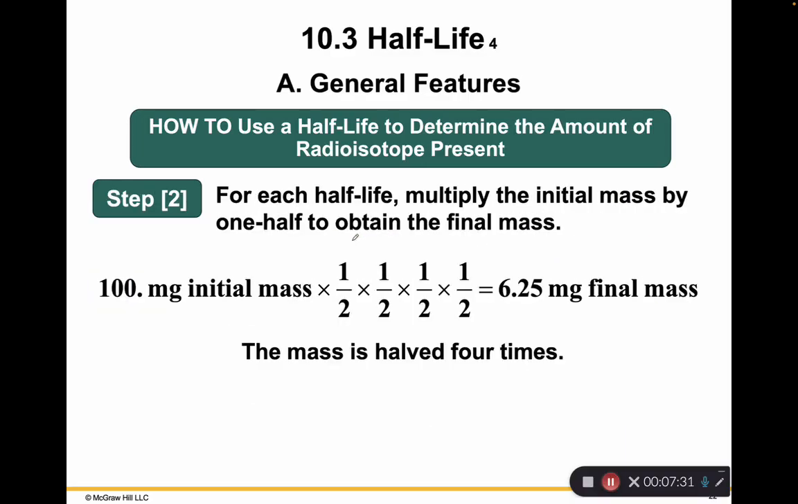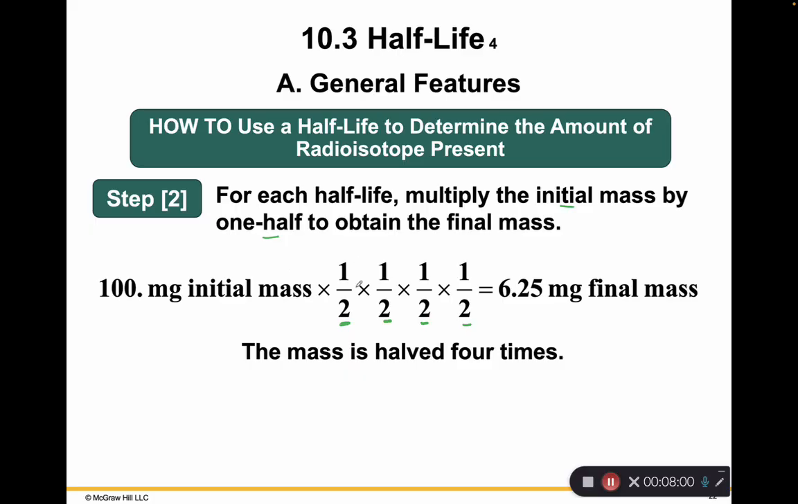Sample mass. For each half-life, we need to multiply the initial mass by 1/2, because half-life tells us that half of the sample will decay and half will be left over. So for the first half-life I multiply by half, then the second, third, and fourth half-life, because we just calculated 4 half-lives in the earlier slide.